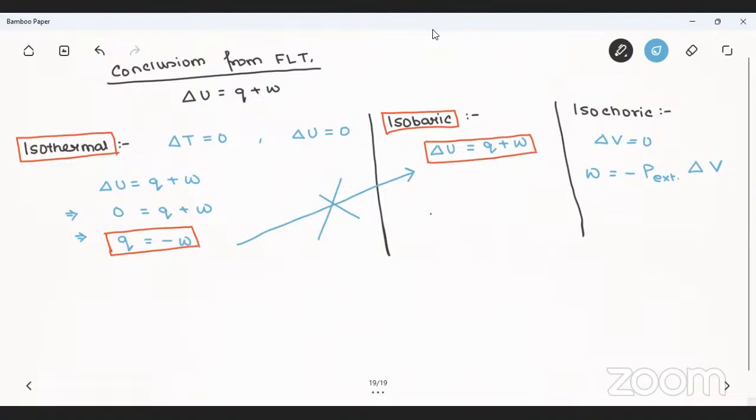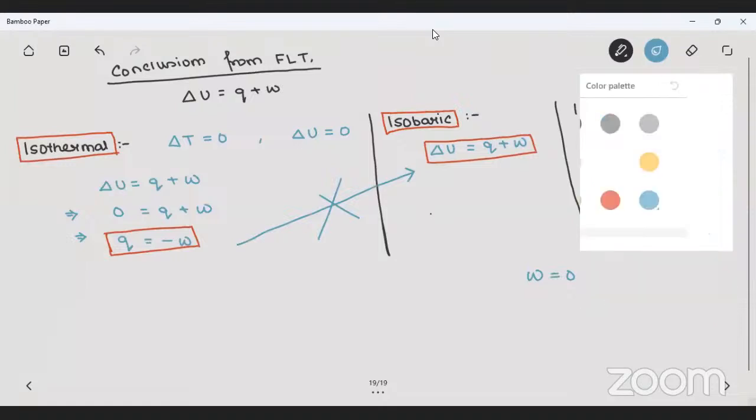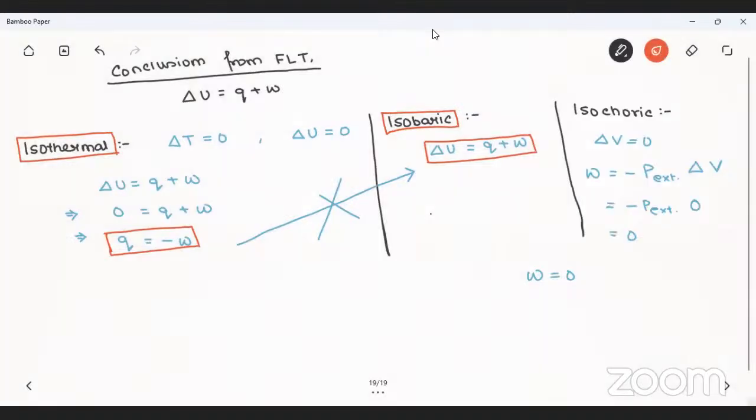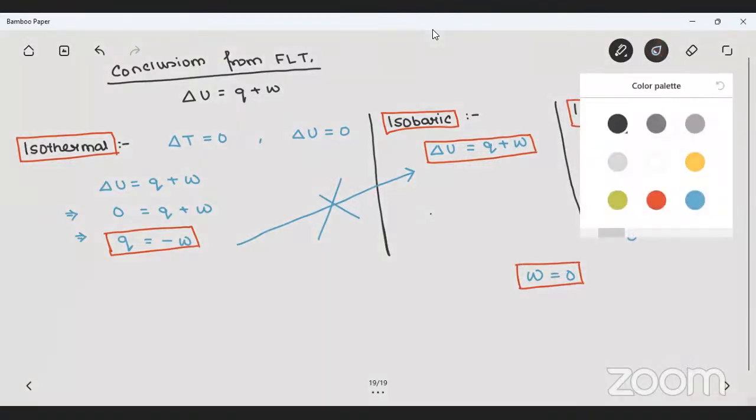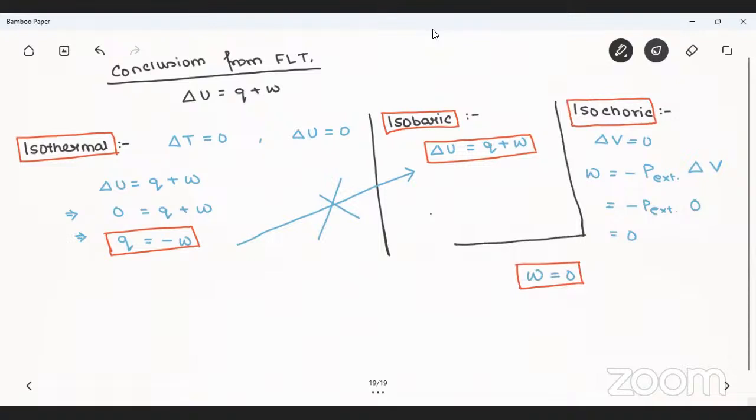Good. Now see, delta V is equal to 0, and this is the normal definition for work, so I can write it as minus P external, delta V is 0. So work done is 0. Remember, for isochoric process, the work done is always 0.